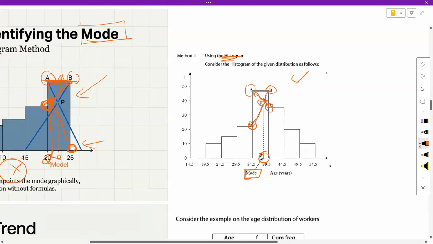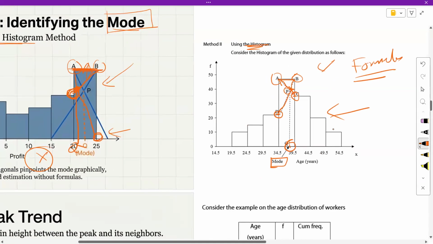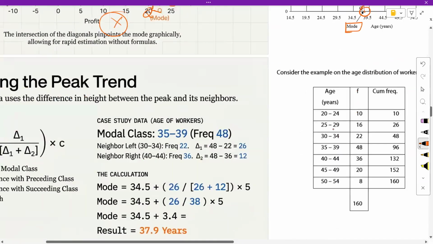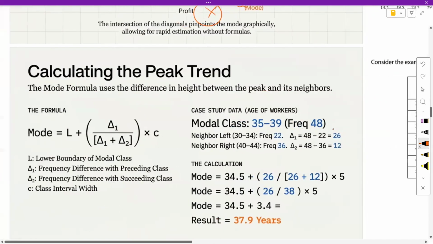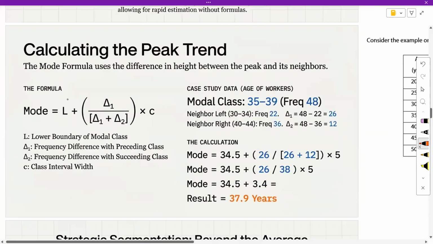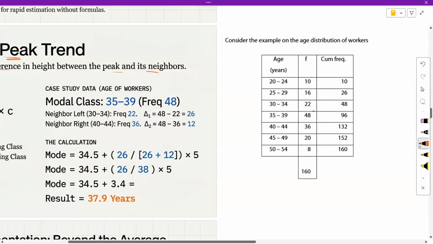Another method is to use a formula, since it's not always possible to draw the histogram and look for graph sheets. We can apply the formula, calculating the peak trend. The mod means the peak. The mod formula uses differences between the peak and its neighbors. Here, in this example, we identified this as the mod class.